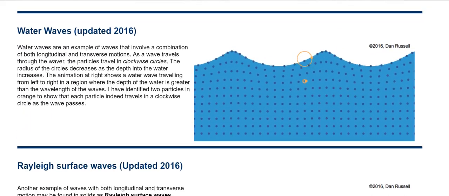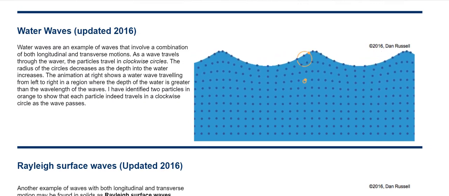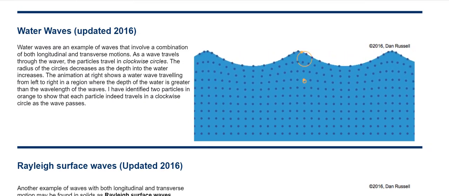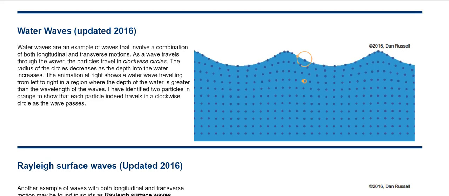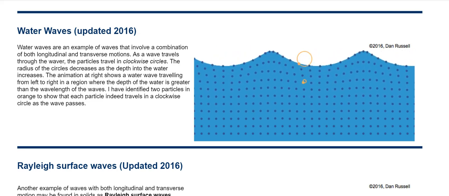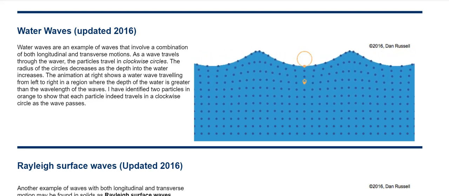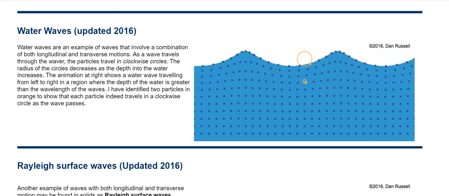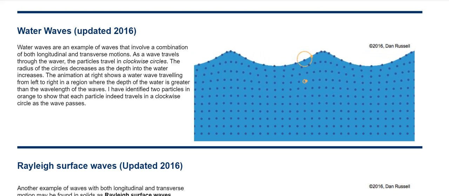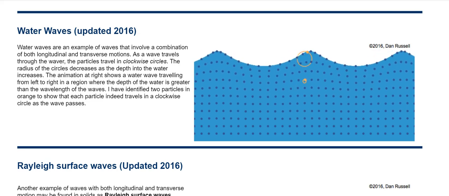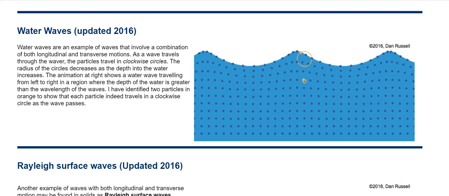Here's a couple different types. And so you'll see here with the water wave, if you look at the particle, it's going both up and down, which would be perpendicular. The wave is moving to the right, and it's also moving left and right, which would be parallel to the wave direction. And that's what gives you kind of a rocking or a rolling motion.